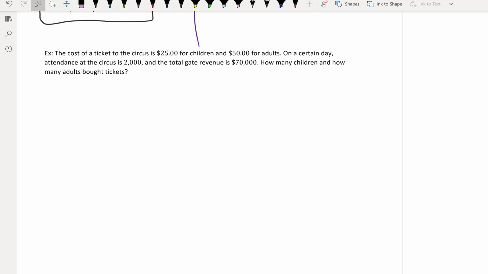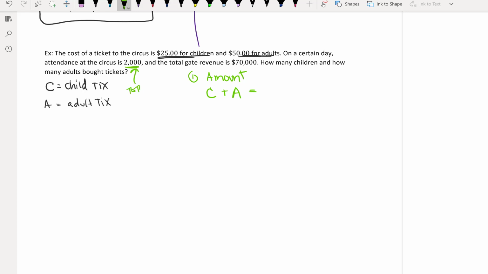So if I were doing it, this is how I would do it. I know that I'm talking about children's tickets, so C is going to be my child tickets. I like to label. And I also have adults, so A is going to equal my adult tickets. The first equation is going to represent your amount. So I have the amount of the child tickets plus the amount of the adult tickets, and the total amount would be 2,000.